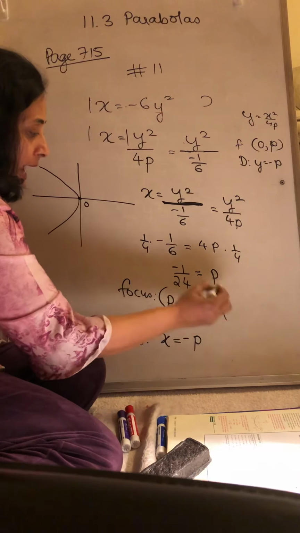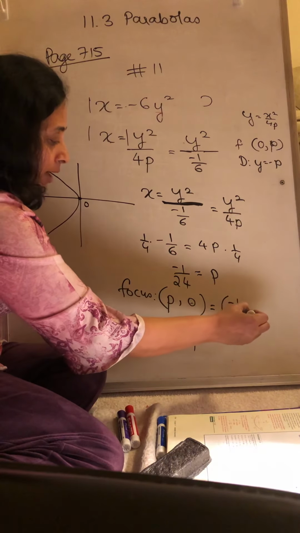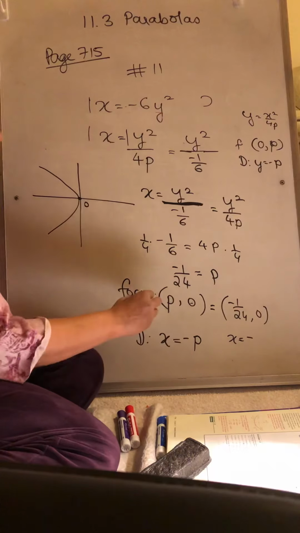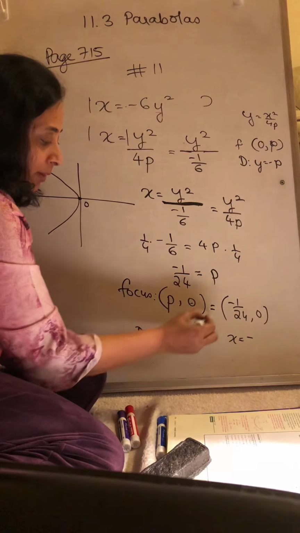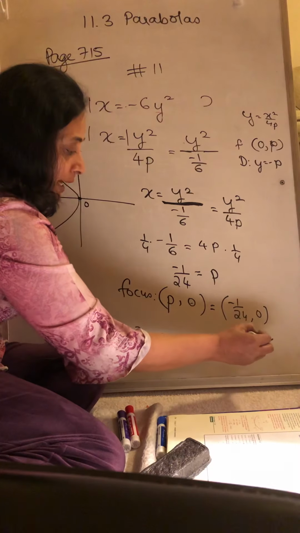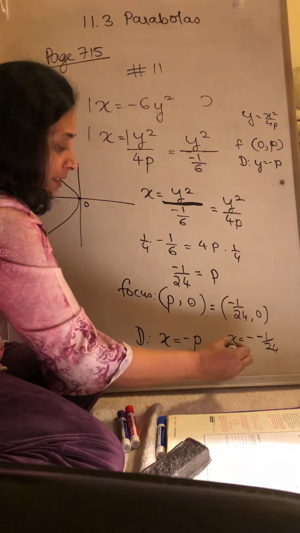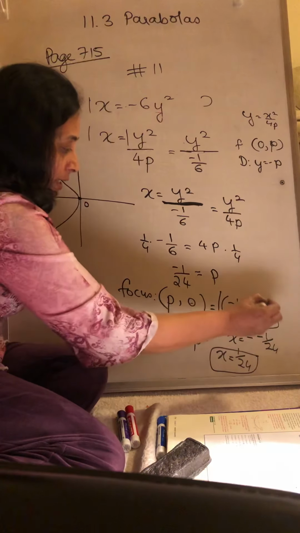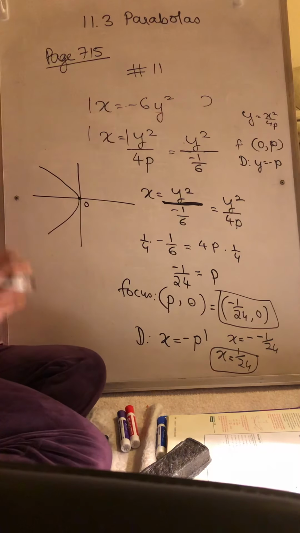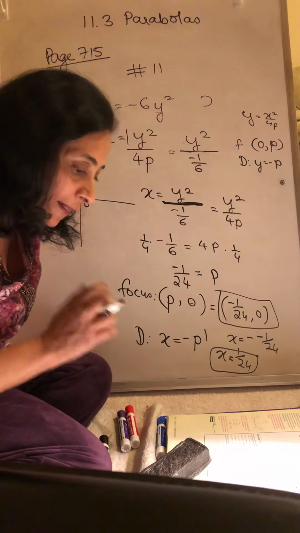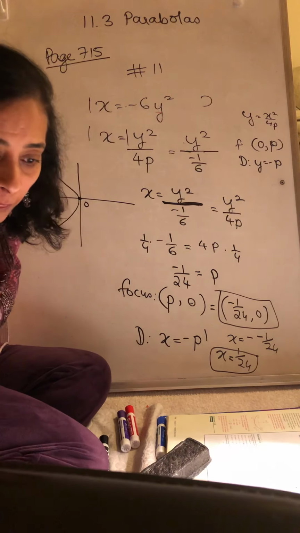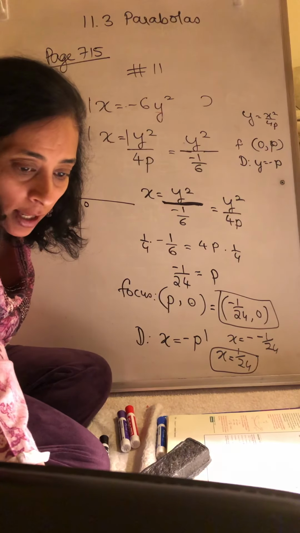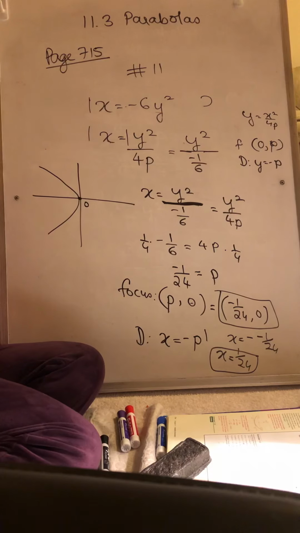So what's the focus? I found the p, it's negative 1/24, 0. And what's the equation? x equals negative of p, but p is negative 1/24, right? So negative of negative, I get x equals positive 1/24 and my focus is negative 1/24, 0. Let me just check. 11. Yes, negative 1/24, 0 is the focus and this is the equation. Good.